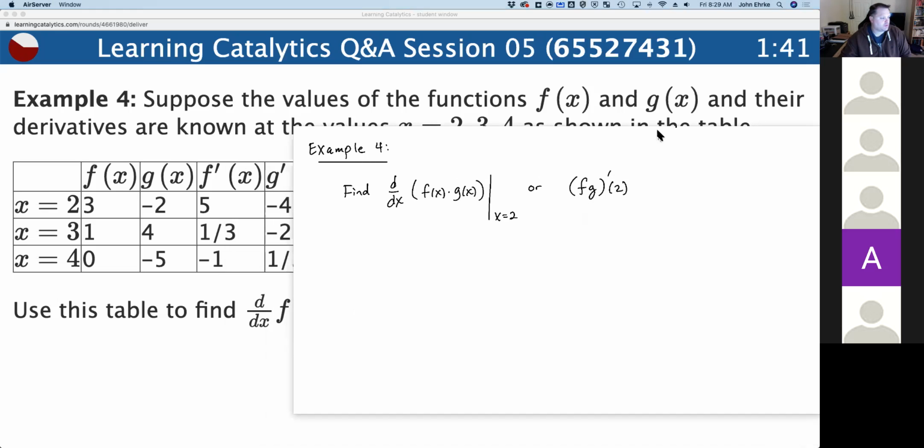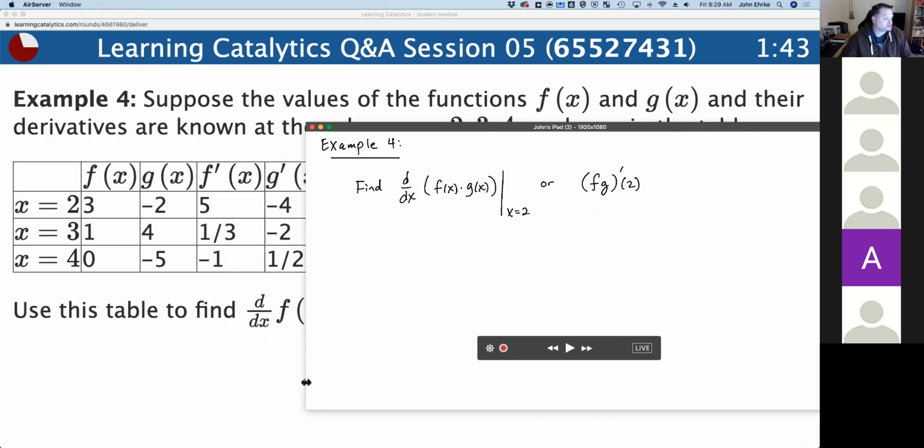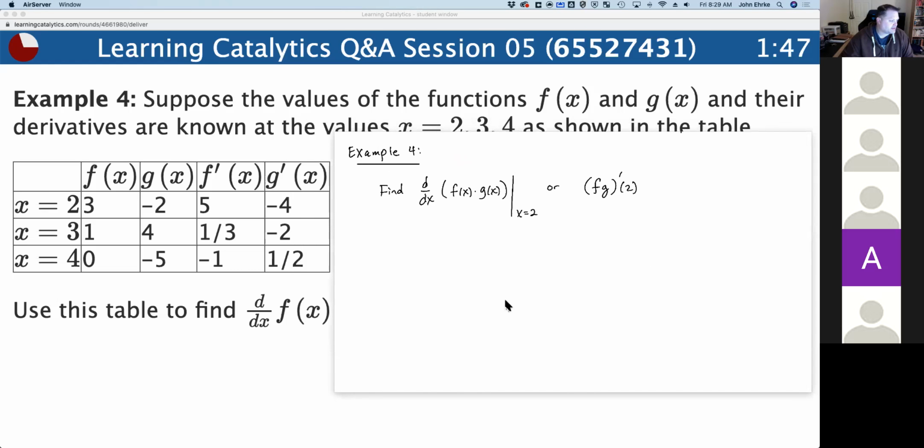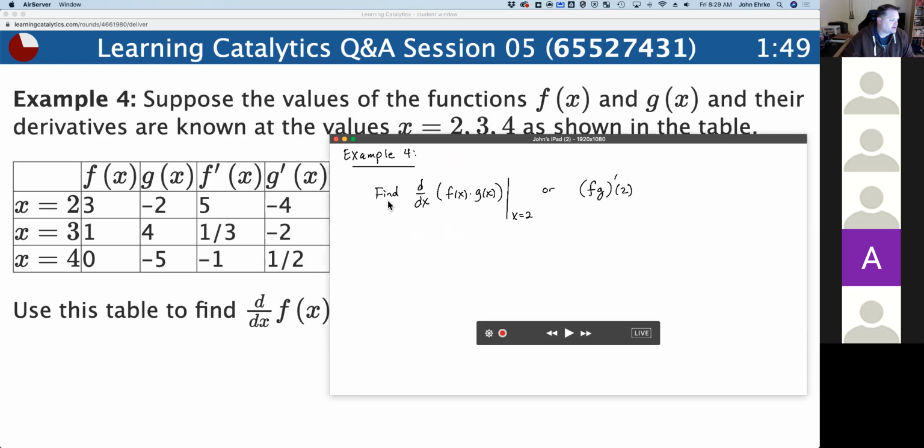So in case you were wondering what the notation here looks like, it looks like this. So finding the derivative of f times g at x equal to 2, that's the Leibniz way of writing that. And this is the Newton way. You look at the function f times g, the derivative of that evaluated at 2. So these two notations are interchangeable for this problem.